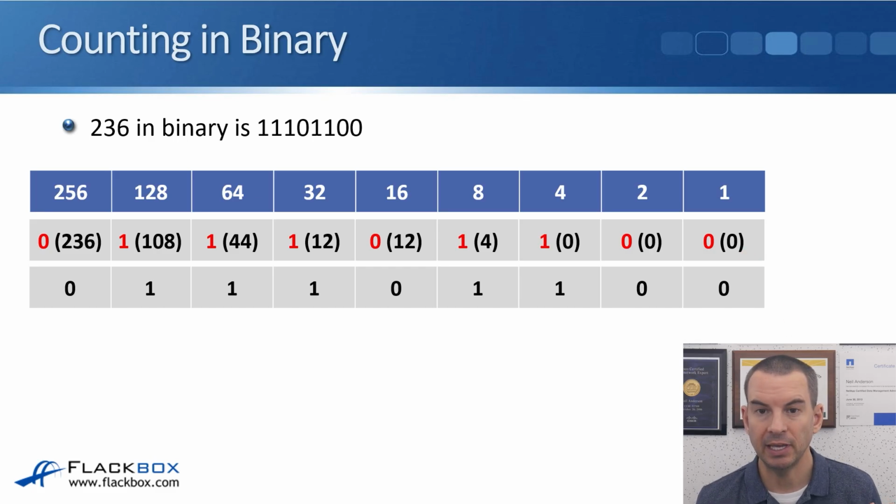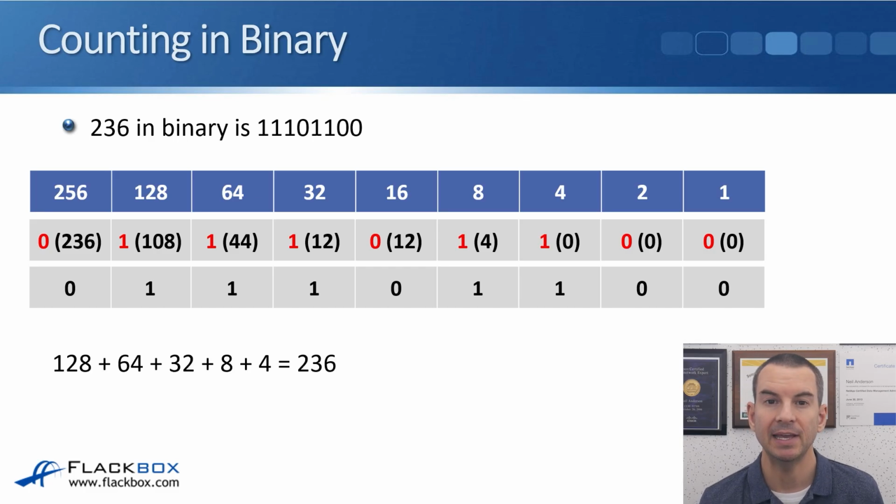You can also do a final check of your answer as well, where you add up all of the columns where you've got a 1, add them all together, and that should total up the number you were looking for. So in our example here, we've got a 1 in the 128, a 1 in the 64, a 1 in the 32, in the 8, and in the 4. So if we add up 128 and 64 and 32, add 8, add 4, that equals 236, which was the number that we were looking to calculate.